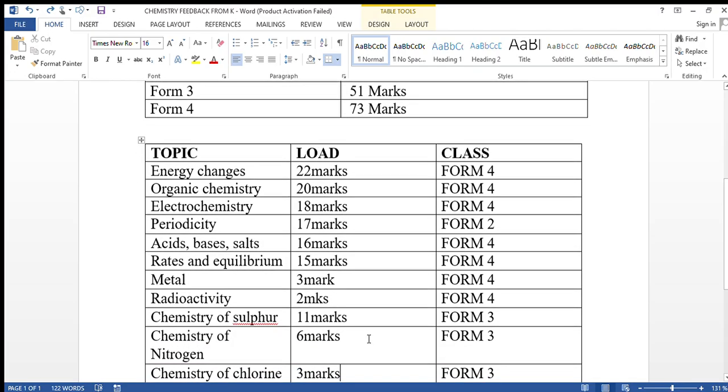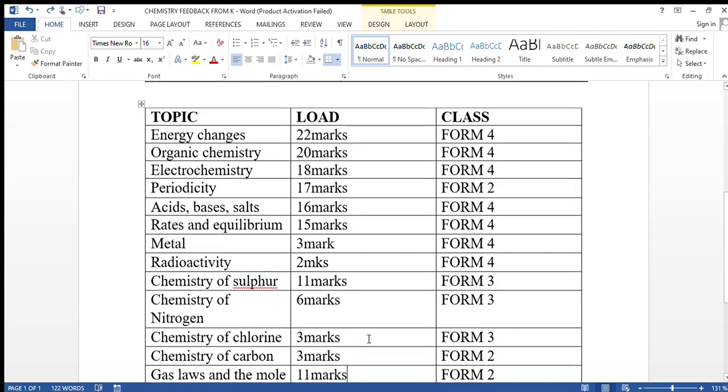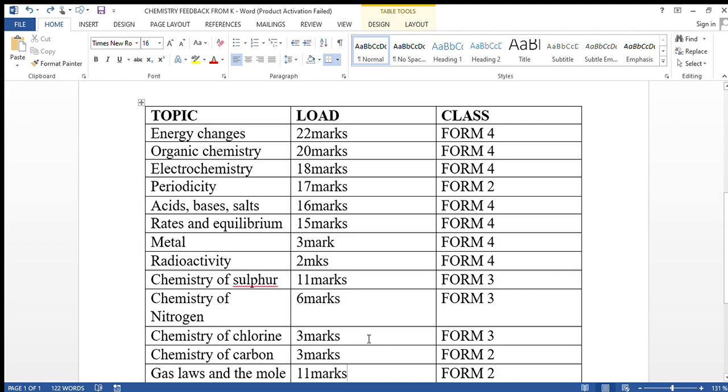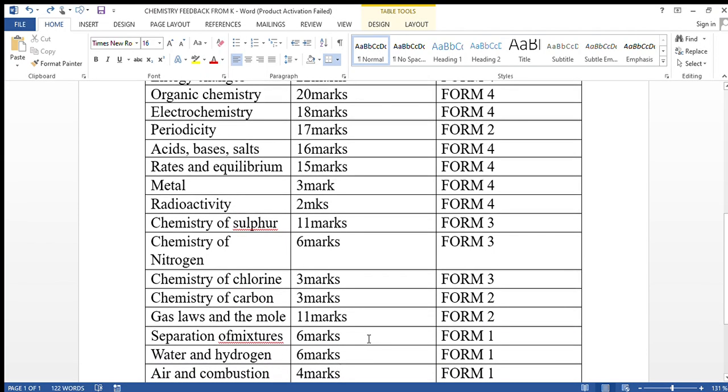Now metals at a load of 3 marks. Radioactivity at a load of 2 marks. Chemistry of sulfur, which is sulfur and its compounds, at a load of 11 marks. Nitrogen at a load of 6 marks. Chlorine at a load of 3 marks. Gas laws at a load of 11 marks.